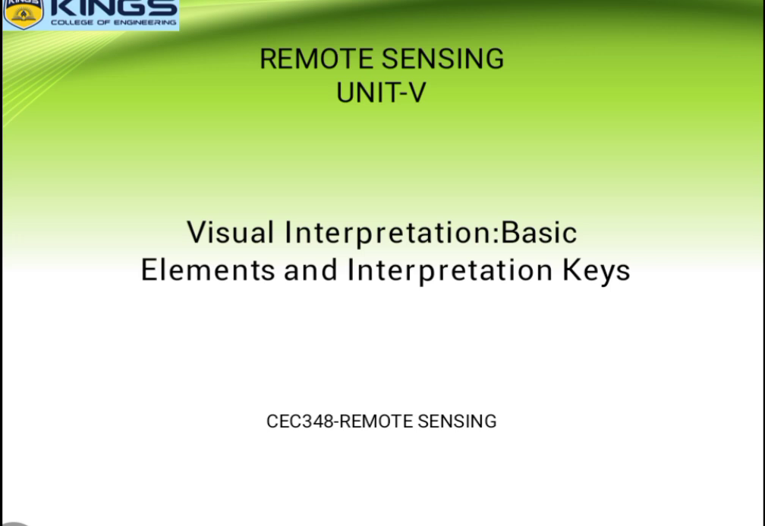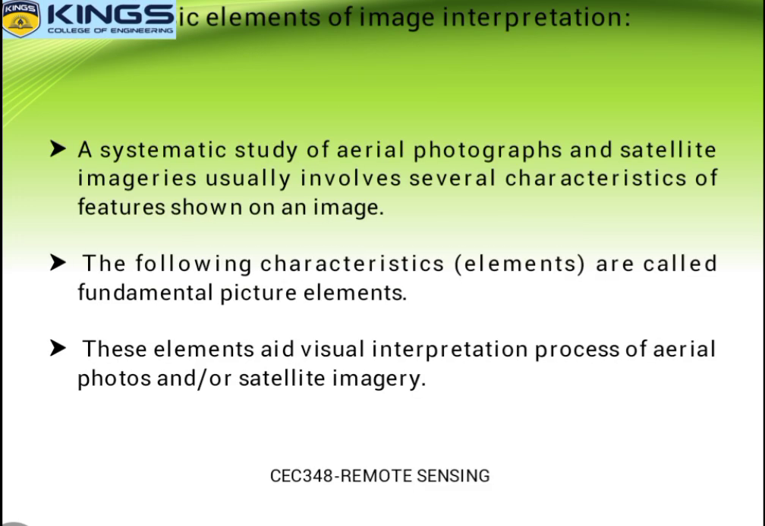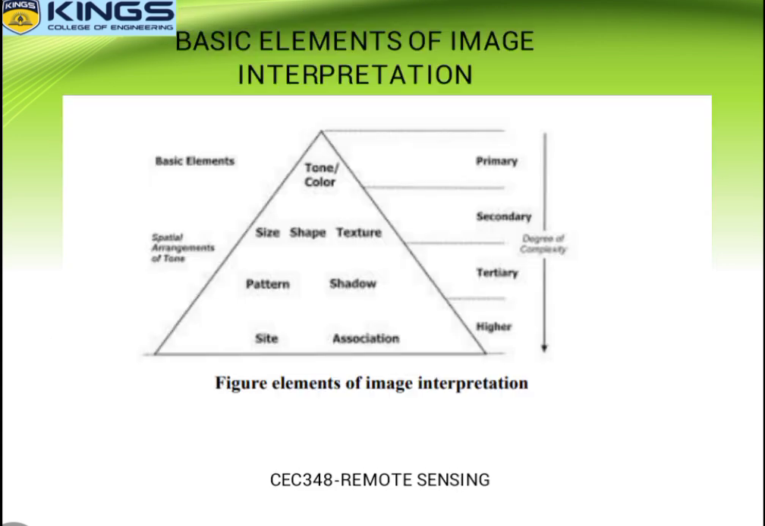Unit 5, Remote Sensing: Visual Interpretation of Basic Elements of Interpretation Key. Next, basic elements of image interpretation. A systematic study of aerial photographs and satellite imagery usually involves several characteristics of features shown on the image. The following characteristic elements are called fundamental picture elements. These elements aid the visual interpretation process of aerial photos or satellite imagery.